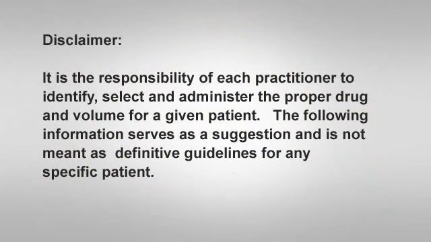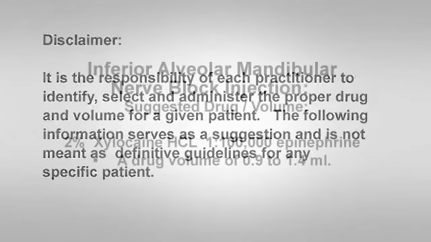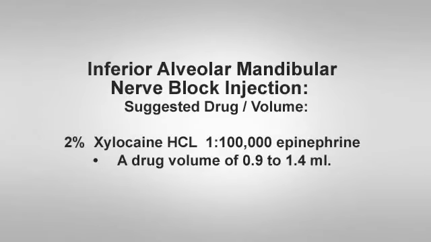It is the sole responsibility of each practitioner to identify, select, and administer the proper drug and volume for a given patient. The following information serves as a suggestion and not meant as definitive guidelines for any specific patient. The suggested drug and volume to perform the inferior alveolar nerve block injection is 2% xylocaine HCl, 1 part per 100,000 epinephrine. A drug volume of 0.9 milliliters to 1.4 milliliters, which is equivalent to 3/4 to 1 full cartridge, is the suggested volume when performing the inferior alveolar nerve block.